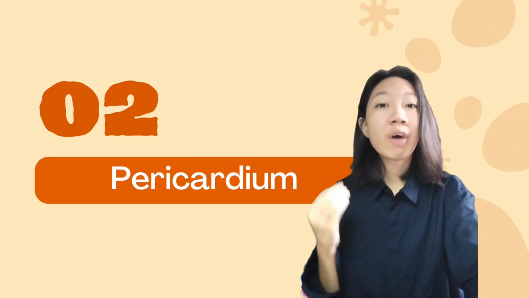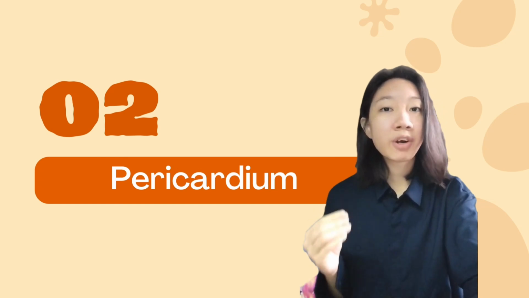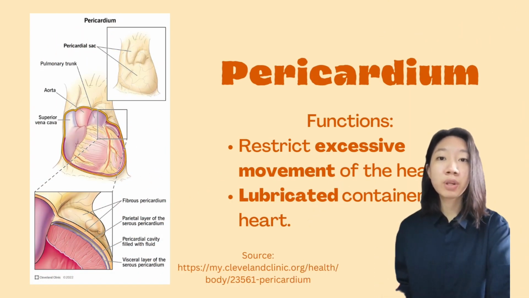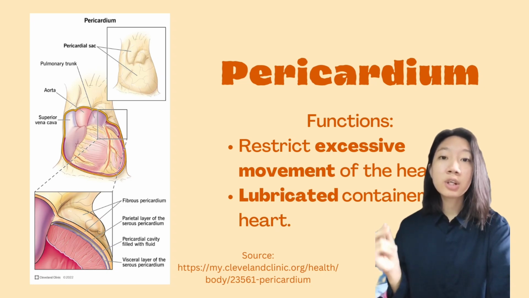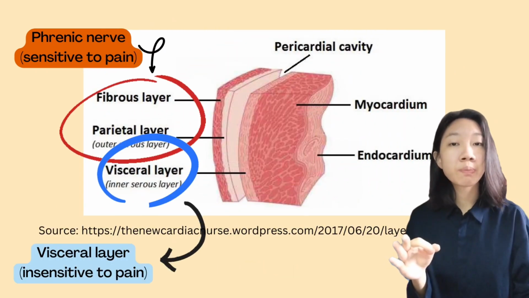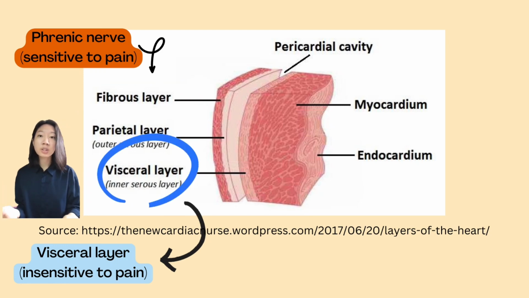Our heart, such a vital and indispensable organ, is protected by a protective layer called pericardium. Pericardium helps to restrict the excessive movement of the heart and acts as a lubricated container for the heart. And I'll talk about the lubrication in a few seconds. The pericardium consists of 3 layers. The outermost called fibrous layer, and the inner serous layer consists of parietal layer and visceral layer.